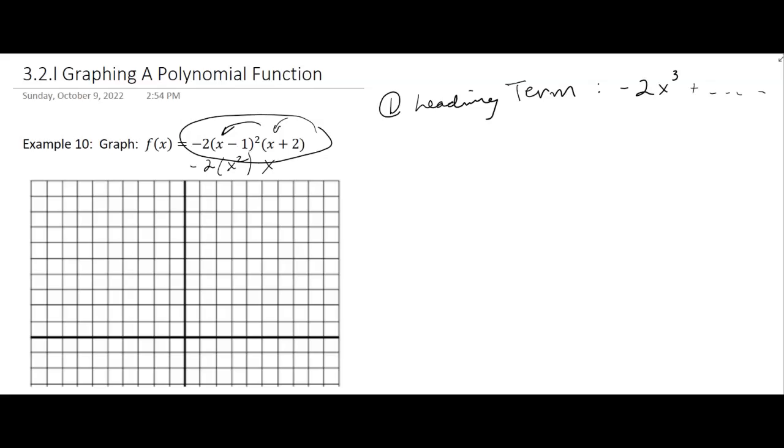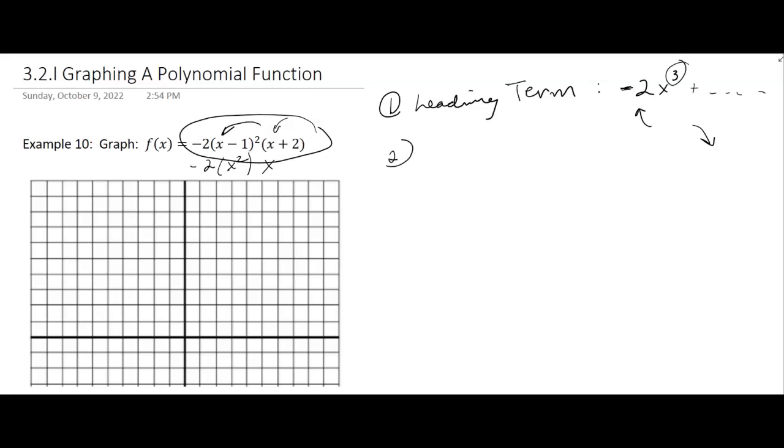The leading term tells us end behavior, so we know it's going to go up to the left and down to the right, because this is odd. So we've got some kind of John Travolta thing going on, one up and one down, and it's negative, so it's not the normal way, it's reflected. Okay, so that's what we know.